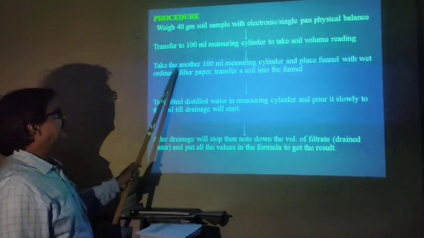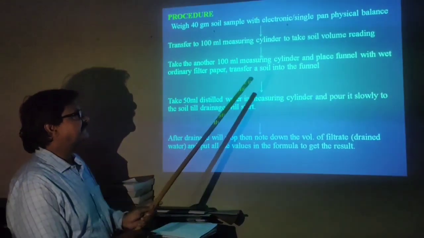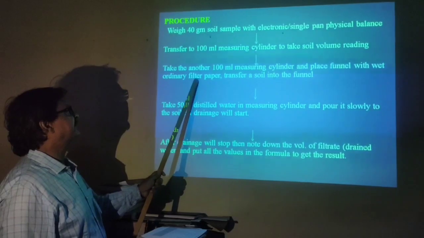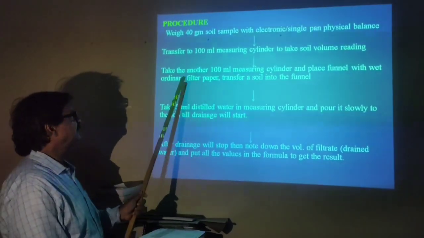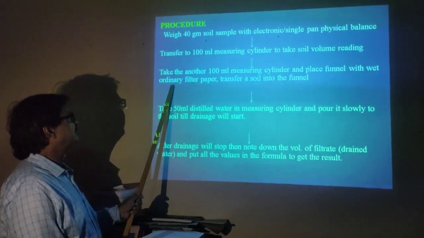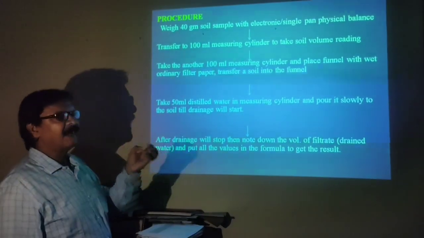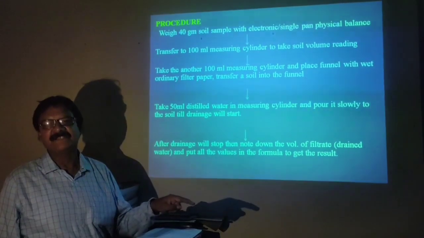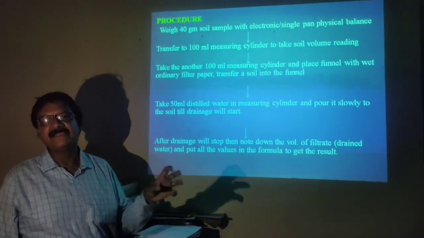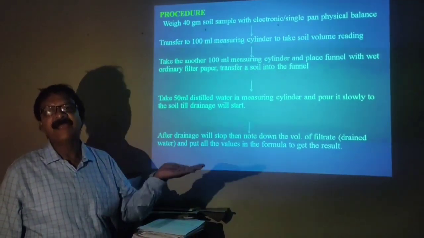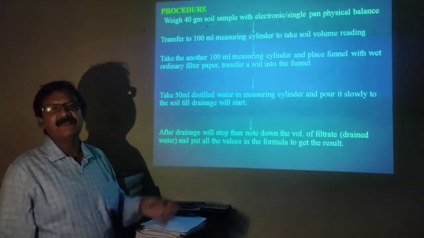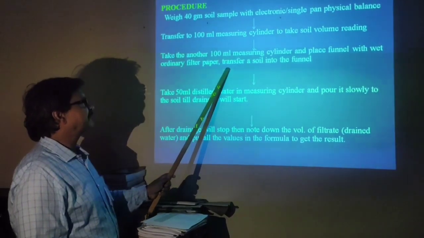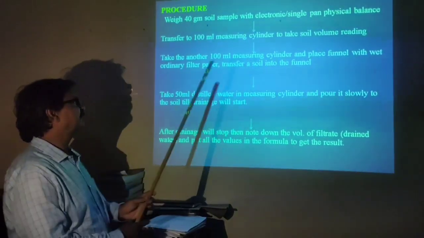Next, take another 100 ml measuring cylinder and place a funnel with wet ordinary filter paper. Why are we using wet ordinary filter paper? Because we have to remove the air which occupies all the pores of the filter paper. We have to remove that air. That's why we are using wet filter paper. And then we transfer the soil into this funnel.